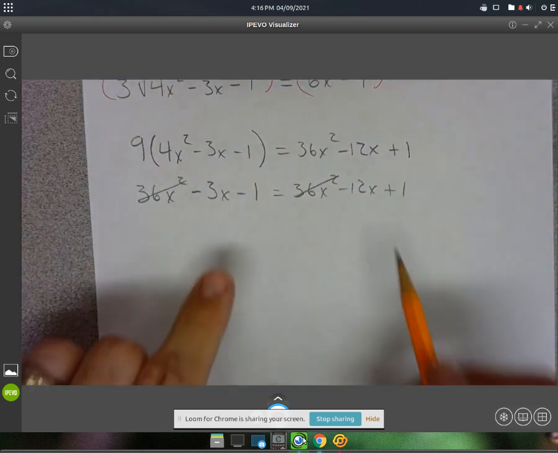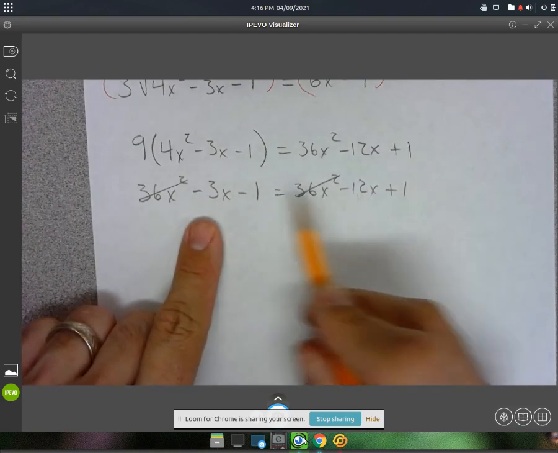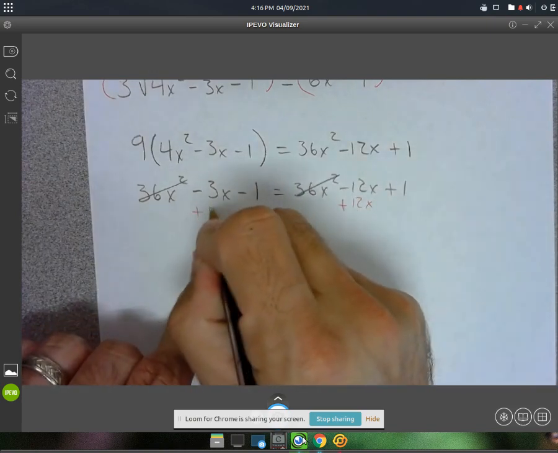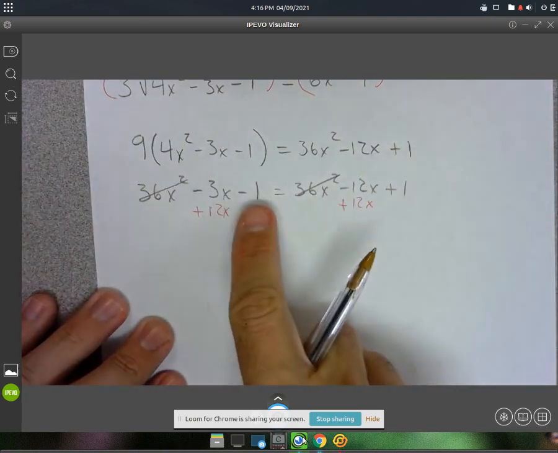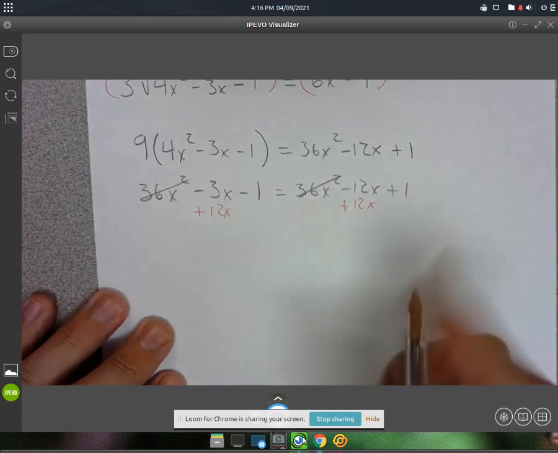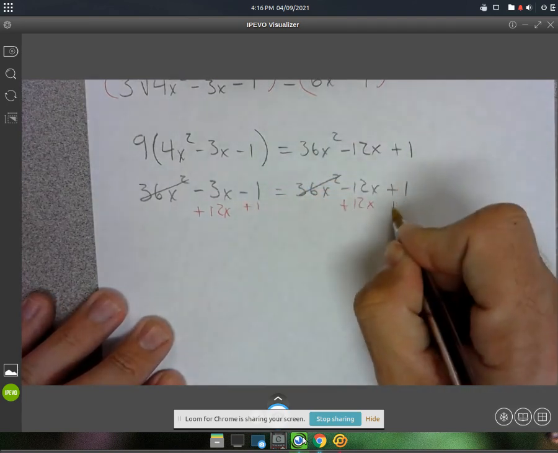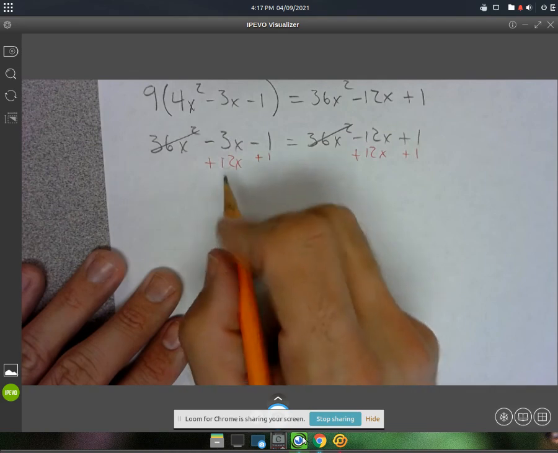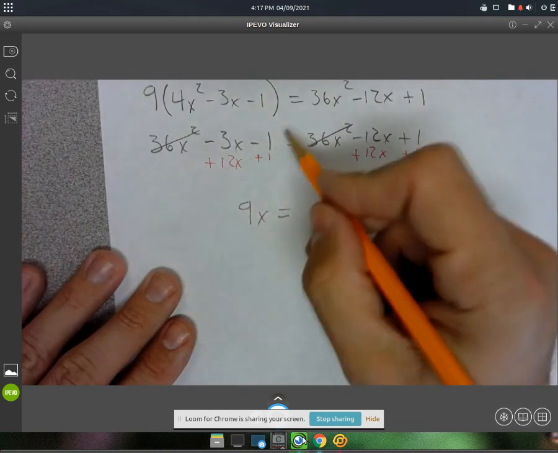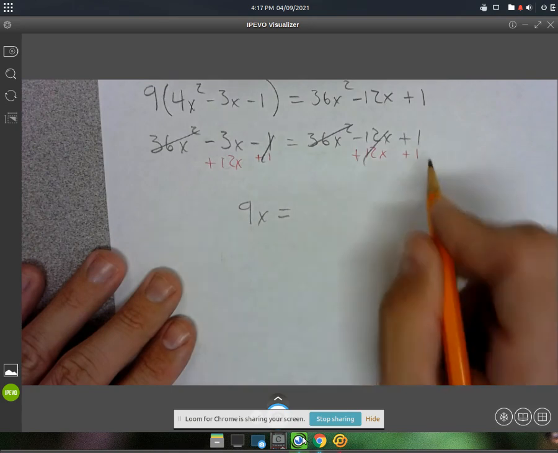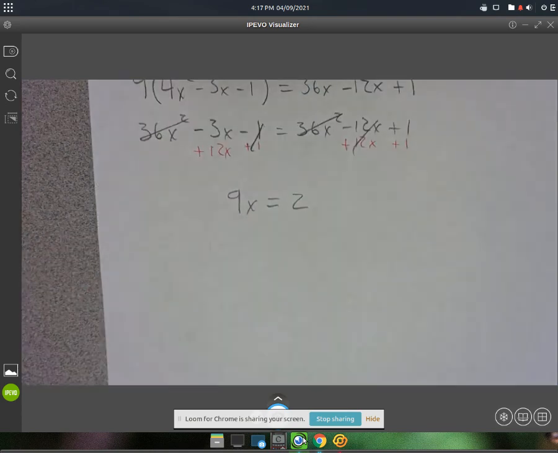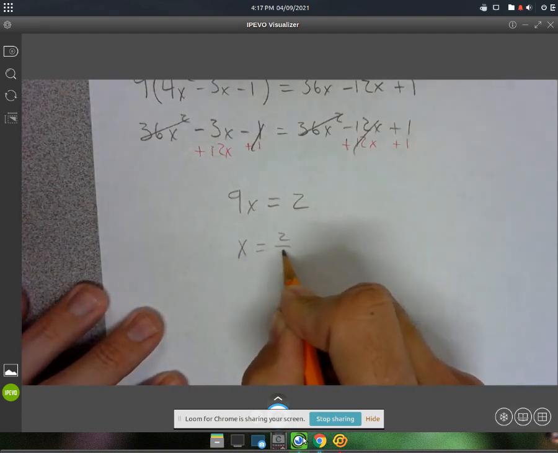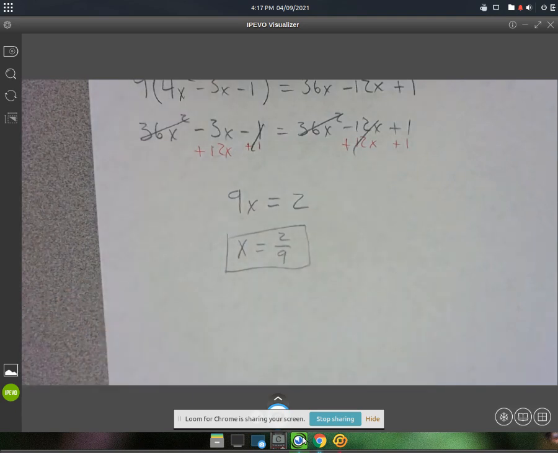What do we need to do from here? I'm going to move my 12x to this side. I'll do that. And we need to move this 1 to the right side. All right, so plus 1, plus 1. That's going to give me a 9x over here. Got it. Cancel, cancel. And then you get a 2 on that side. All right, 9x is equal to 2. Divide by 9, and you get 2 over 9 as your answer.